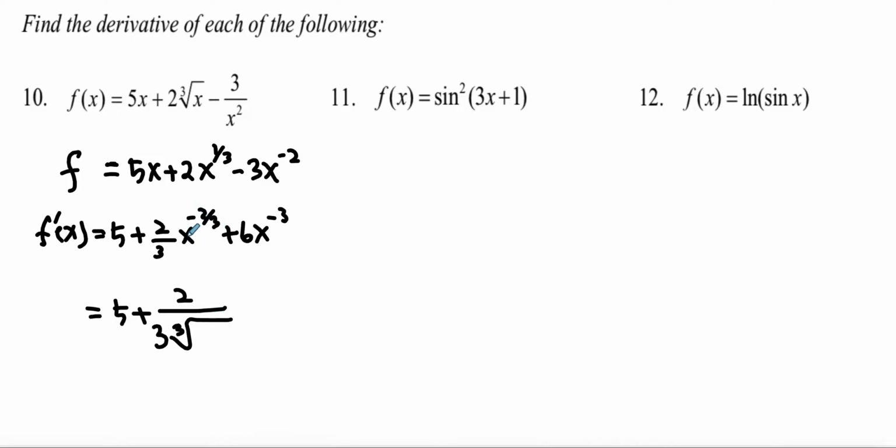The numerator of the exponent makes it into x squared here, and plus 6 over x cubed. So that's basically what we end up getting.